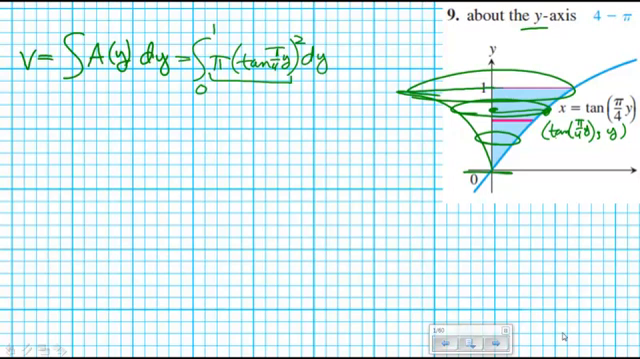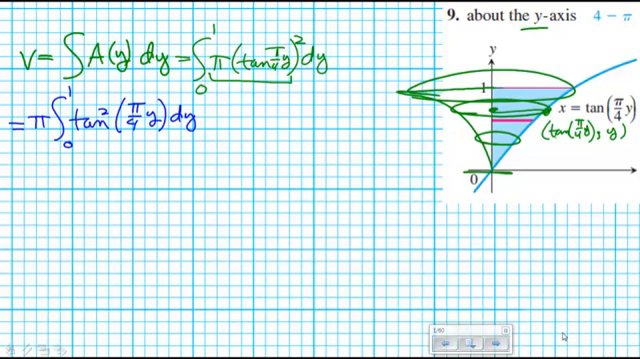Now the question is, can we actually evaluate that integral on those limits of integration? I certainly hope so. Let's do a couple of cleanup things first. Let's pull that pi out. So I now have pi times the integral from 0 to 1 of tangent squared of pi over 4 times y dy. And I say to myself, do I know a function whose derivative is tangent squared?